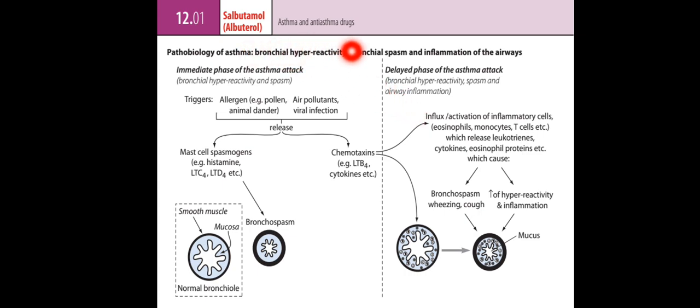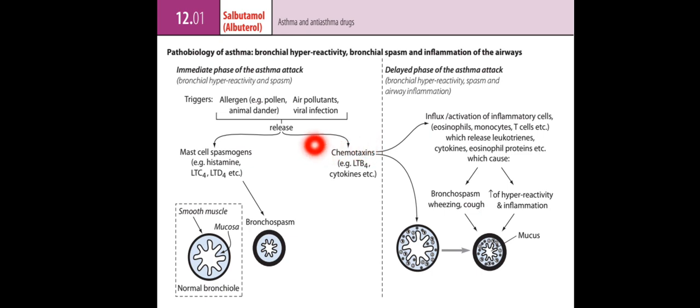This is what I've been reading on. So we have two phases: the immediate phase of asthmatic attack and the delayed phase of asthmatic attack. So what could be the triggers? Here it's showing allergens, or someone could be allergic to an allergen. Examples of allergens could be pollen, air pollutants, animal dander, or viral infection.